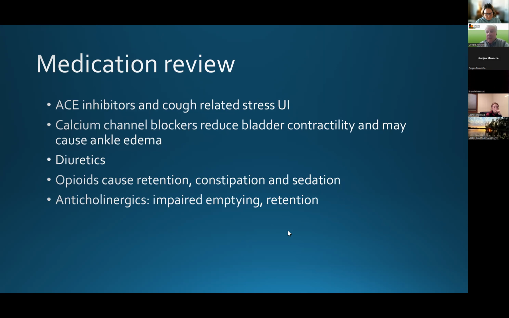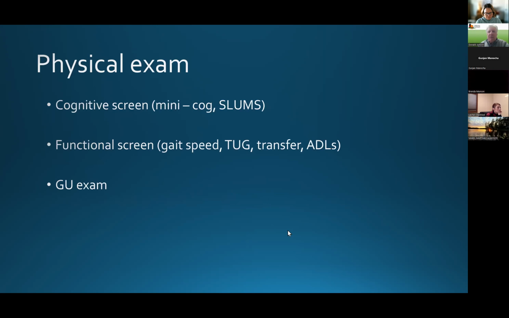I already mentioned that diuretics can be associated with urinary incontinence, and opioids in particular can cause urinary retention and, equally importantly, constipation and sedation, which may lead to further functional impairment. And then the anticholinergics, so Tylenol PM or NyQuil, those things that contain Benadryl, can lead to impaired emptying and urinary retention, a little known fact.